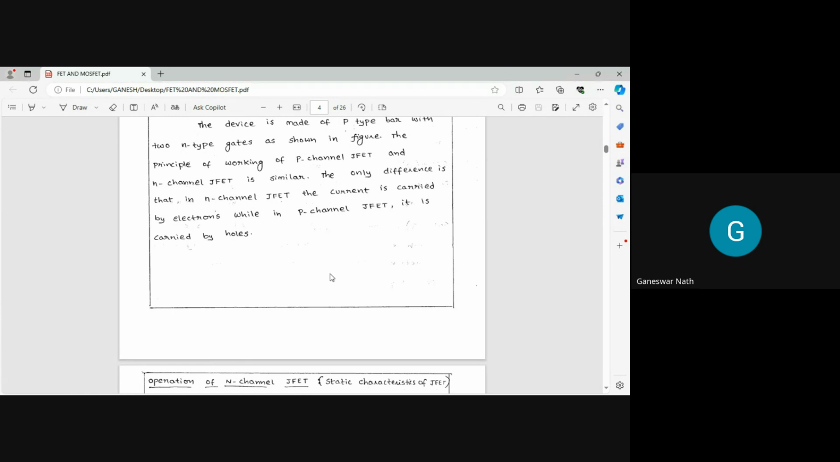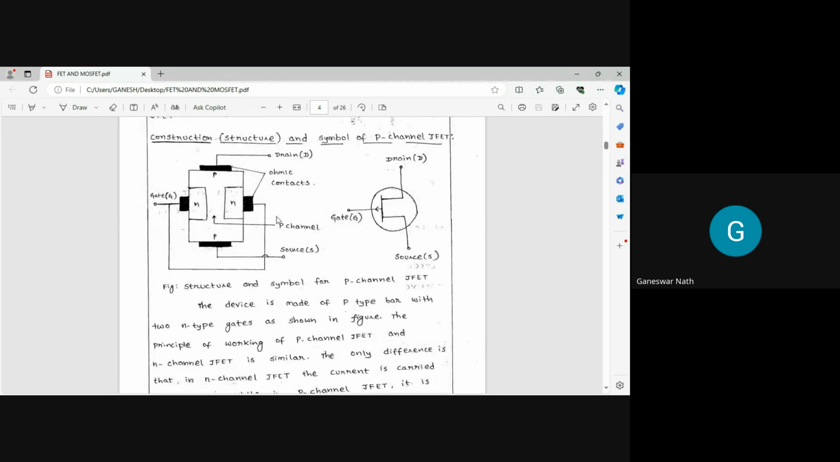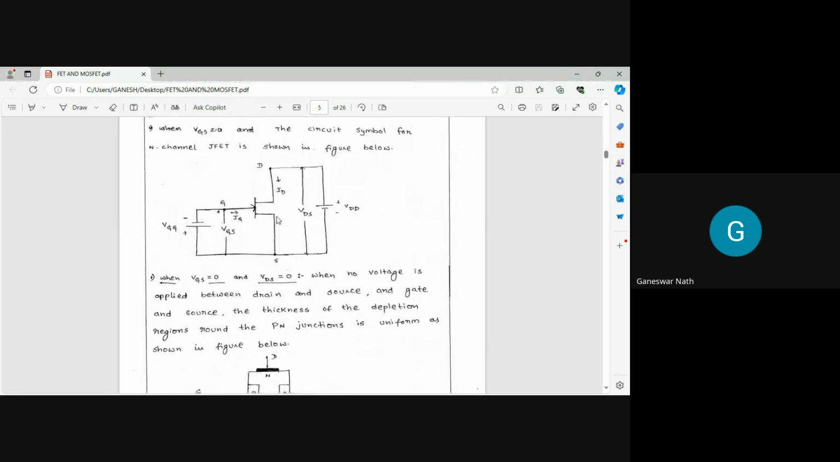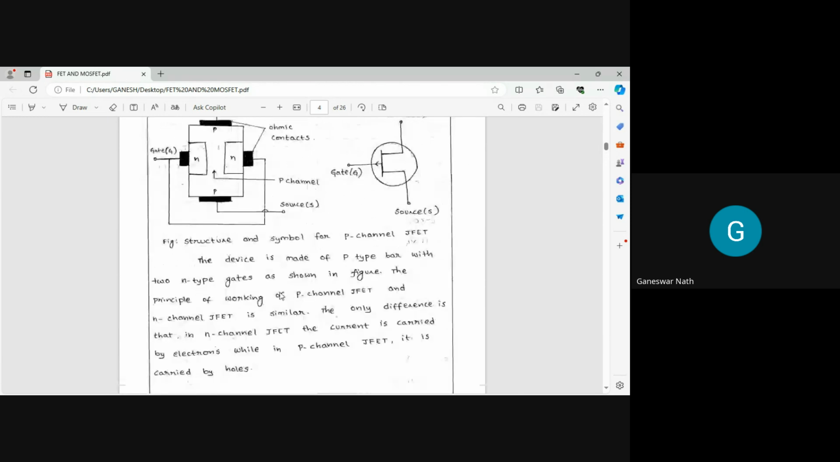Okay, see. So now let me put this construction of the P channel and the N channel FET, or the structure. Let me go now to the operation of the N channel FET. As I have already told you, the FET can operate depending upon its input voltage, just not like the BJT. So we have to discuss this operation in different situations. First we can discuss the operation of the N channel FET, that is the static characteristic of the JFET. So when VGS, the gate to source voltage, is zero, here you can find.